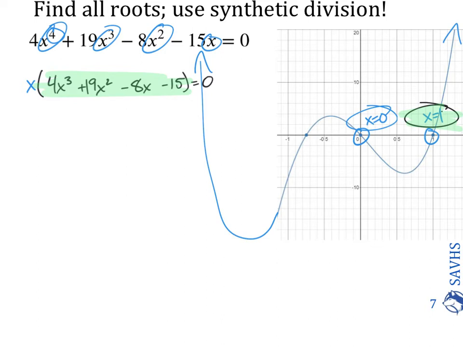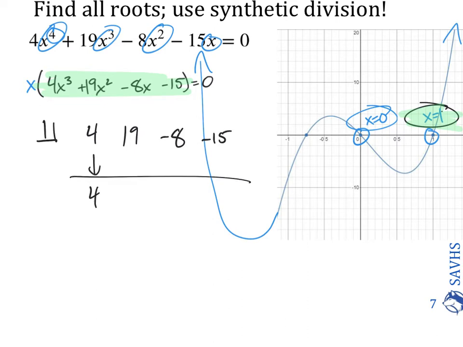So what do I get? Let's see. I'm going to divide by x equals 1. So my solution goes in the corner of the box when I do synthetic. I write the coefficients out. 4, 19, negative 8, negative 15. 4, multiply, I get 4. Add, I get 23. Multiply, I get 23. Add, I get 15. Multiply, I get 15. Add, I get 0. This makes me very happy, so I draw a little smiley there.